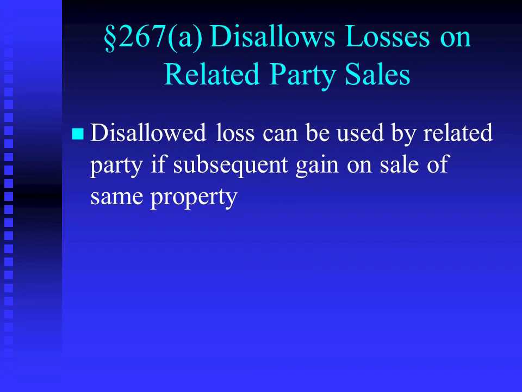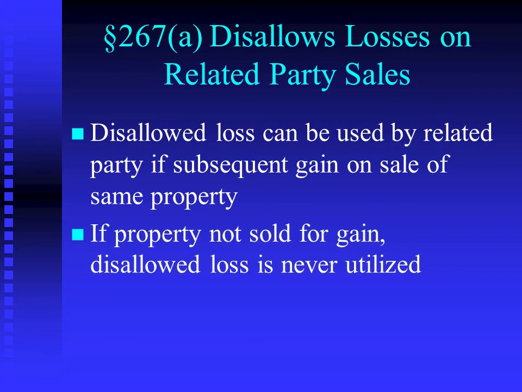But that's just words, right? Same thing. If it was worth 10 and you had paid 50 for it, you would have had a potential loss of 40. If instead you sold it to me for that bona fide $10, you would not get to recognize your 40. But if I sold it for more than 10, I could use part of that loss you didn't get to recognize. Right? So if the property is not sold for a gain by the subsequent owner, the disallowed loss never gets used. But that was the same thing for the gifts, right?